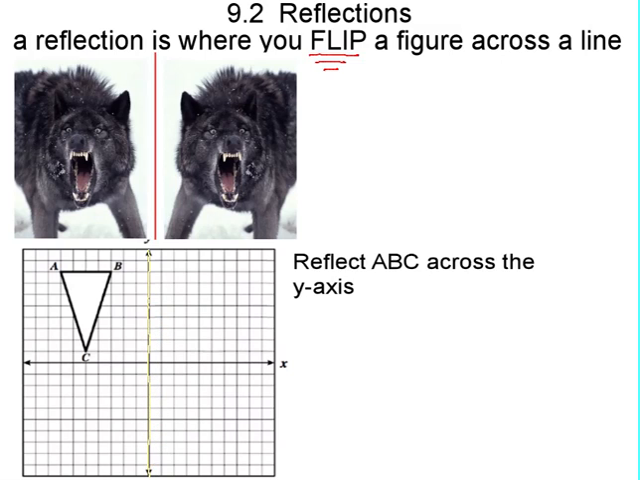So basically, everything that happens on one side should happen on the other. So if you look at B, it's a distance of 3 units from the y-axis. So my other point, my B prime, should also be 3 points from the y-axis.